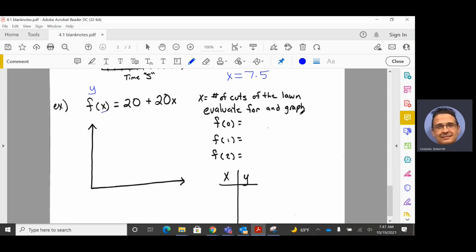So here's the situation. If you don't cut the lawn at all, 0 cuts. Okay, so we have what? 20 plus 20 times 0. Right? Well, this will turn to 0 and you're left with 20. So when x is 0, your y is 20. So 5, 10, 15, 20. I'll say there's 1 point.